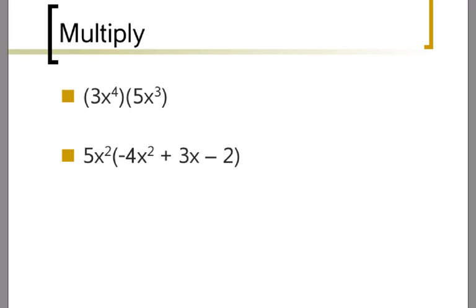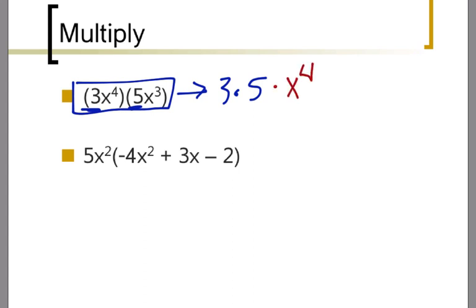Alright, this lesson's all about multiplying polynomials. And when we multiply polynomials, two things have to happen. First of all, on this first problem, and all the problems, you're really multiplying the numbers and the letters separately. So if I was to rearrange this, it's really 3 times 5 times x to the fourth times x to the third. Now, I'm not going to rewrite it that way every time, but that's really what your mind needs to see.